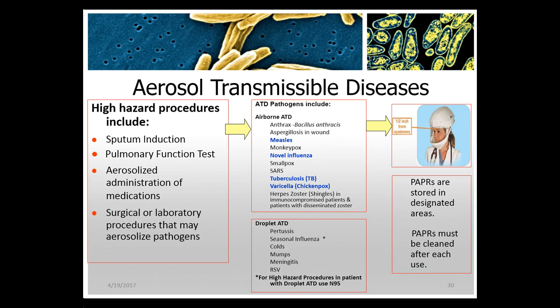Some examples of high hazard procedures are sputum induction, pulmonary function testing, aerosolized administration of medications, surgery or laboratory procedures that may aerosolize pathogens. Normally we would not be using these PAPRs in our surgical setting. Rather, they may be used in other indications. Surgery generally would not use a PAPR. The PAPRs are stored in designated areas. Your facility may not have any, and so then other precautions would need to be followed in that instance. Next slide.